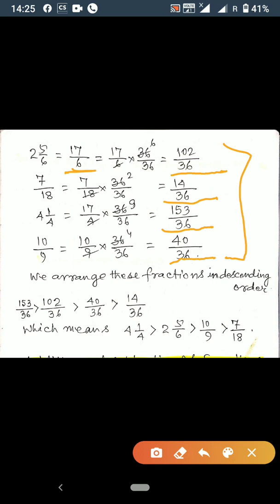So now choose the greatest fraction, the greatest equivalent fraction. So here 153 by 36 is greatest. So first of all write 153 by 36 is greater than 102 by 36 is greater than 40 by 36 is greater than 14 by 36, which means 4 whole 1 by 4 is greater than 2 whole 5 by 6 is greater than 10 by 9 is greater than 7 by 18.